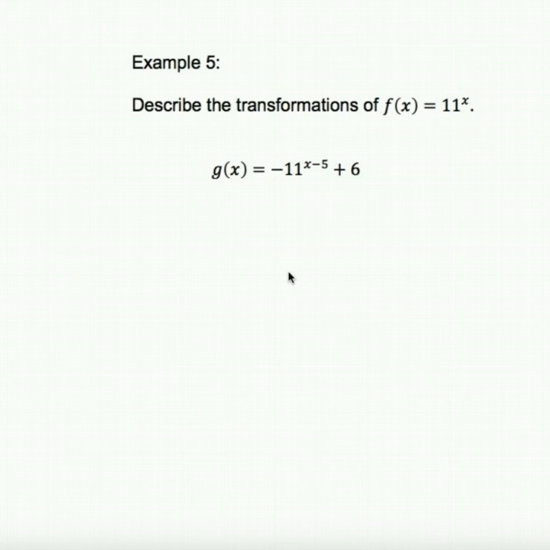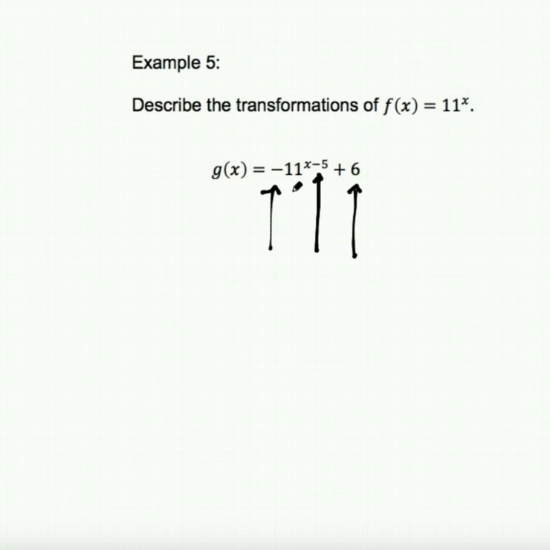For example 5, we're going to describe the transformations of the exponential function f of x equals 11 to the x power. So when we look at this new function, we see a couple things. First, we see this negative out in front. All right, we see a minus 5 in the power, and then we see a plus 6. Okay, so we've got to think back to what these transformations are doing.